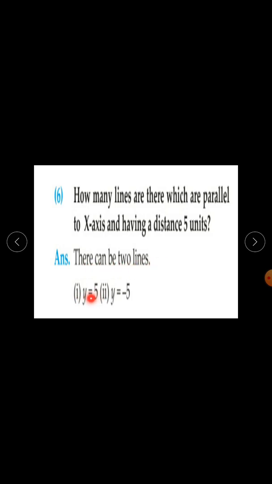First one y equal to 5 and second one y equal to minus 5. Y equal to 5 means the line which is above the x-axis at a distance of 5 units from it and parallel to the x-axis. Y equal to minus 5 means the line which is below the x-axis at a distance of 5 units from it and parallel to the x-axis.